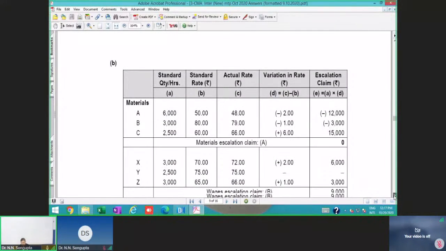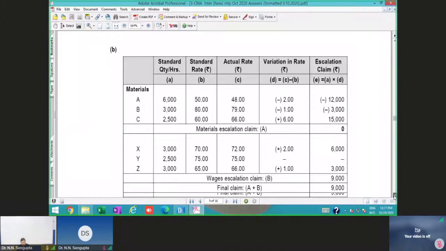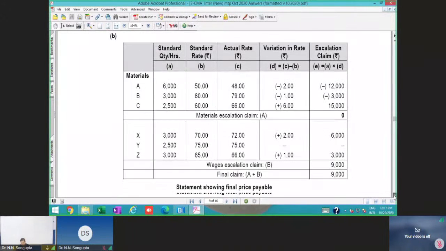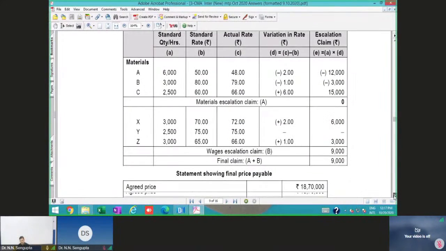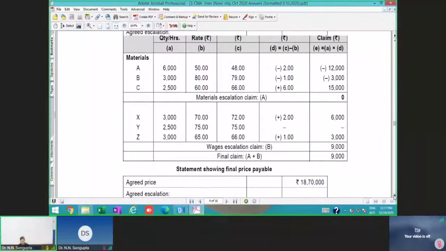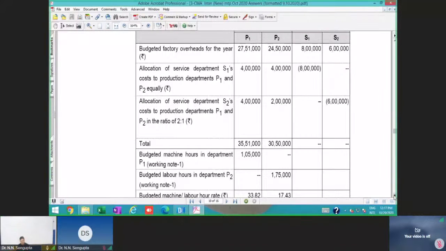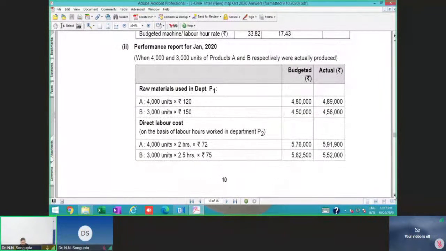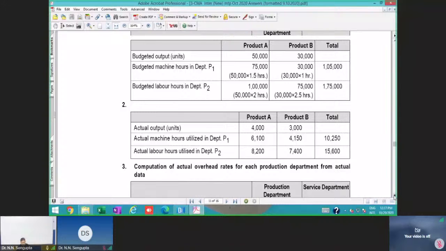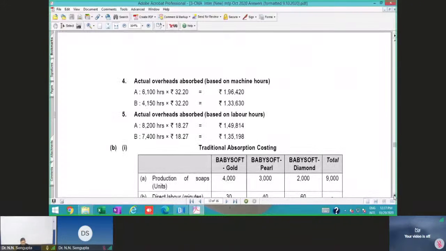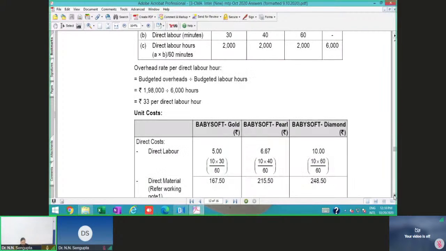Yes, this is the question. I'm just going for that question only. So this is the traditional way it has been done. Traditional absorption costing, you can see.